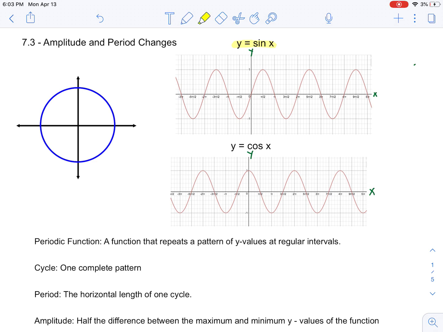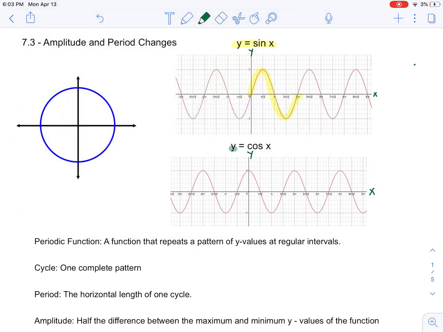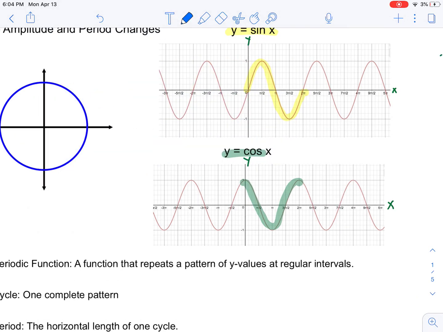looks like this. On the sine graph, this would be considered one cycle. After this, it repeats itself. On the cosine graph, one cycle starts high and ends high. On the sine graph, we start at 0 and end at 0. The period is the horizontal length of one cycle. So basically, how long does it take us to complete one cycle?